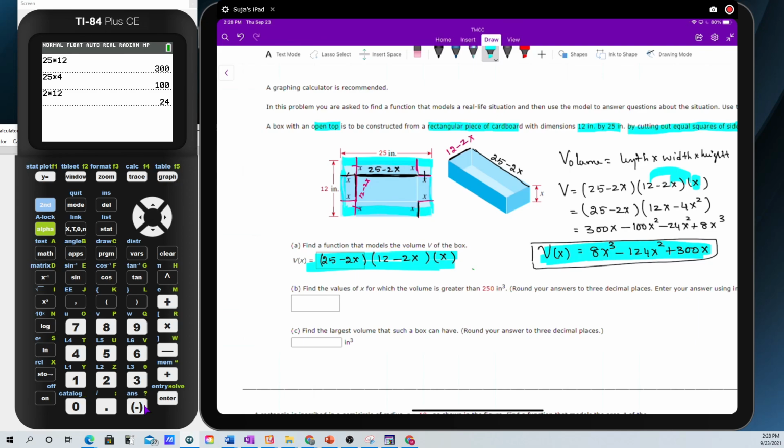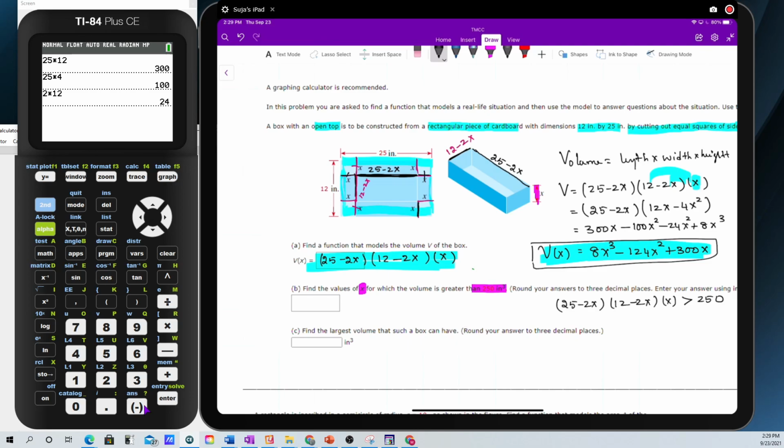Now the next part of the question is asking us to find, so this is where we are taking information from the function that we constructed, the values for x, which is technically the height of the box, for which the volume is greater than 250 inches cubed. So what it's saying is, I'm writing the version that I did not FOIL, (25 minus 2x)(12 minus 2x) times x is greater than 250.